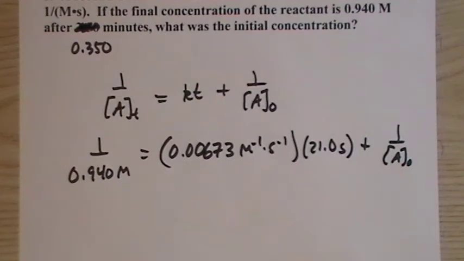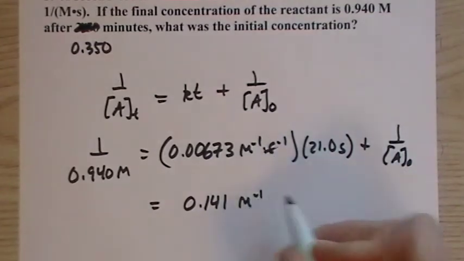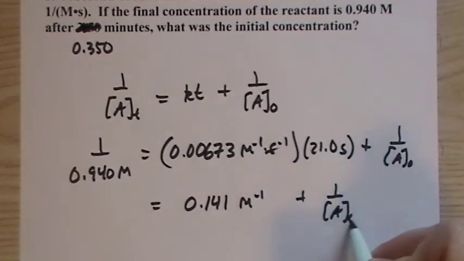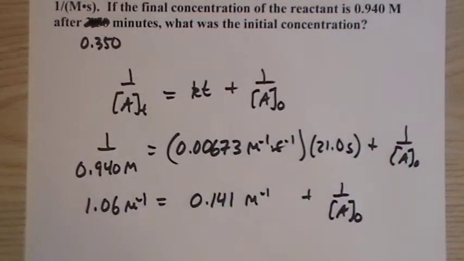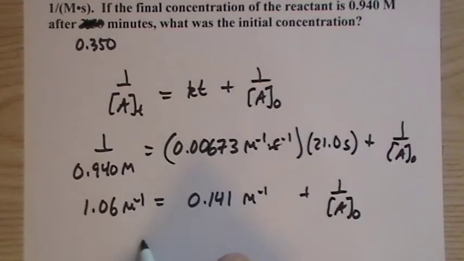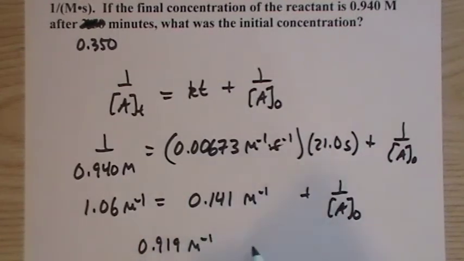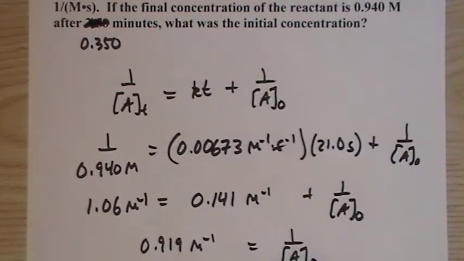0.00673 times 21, and this comes up to be 0.141 inverted molars. We don't know what A is, or the A naught is, and that's the way you can say that, A naught, initial concentration. This is 1.06 molar, inverted molars. Subtract, so 1.06 minus 0.141, and we end up with 0.919 inverted molars, 1 over A naught. Take the inverse of both sides, and the initial concentration is 1.09 molar.